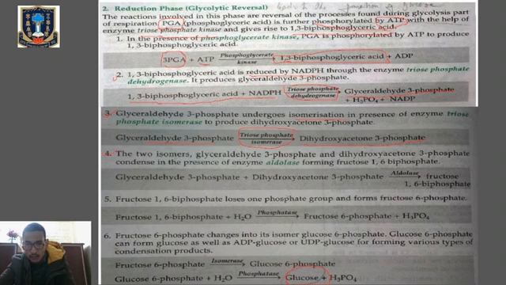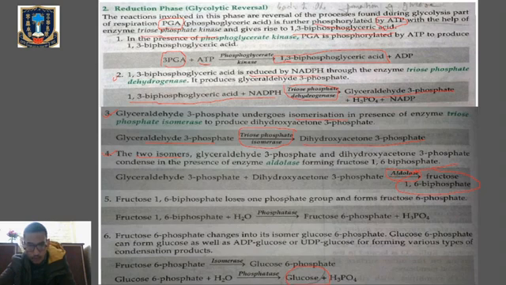Now, in the fourth one, the two isomers, glyceraldehyde 3-phosphate and dihydroxyacetone phosphate, will condense in the presence of the enzyme aldolase to form fructose 1,6-bisphosphate. Again, one more time, the two isomers, glyceraldehyde 3-phosphate and dihydroxyacetone phosphate, in the presence of the enzyme aldolase will condense to form fructose 1,6-bisphosphate.